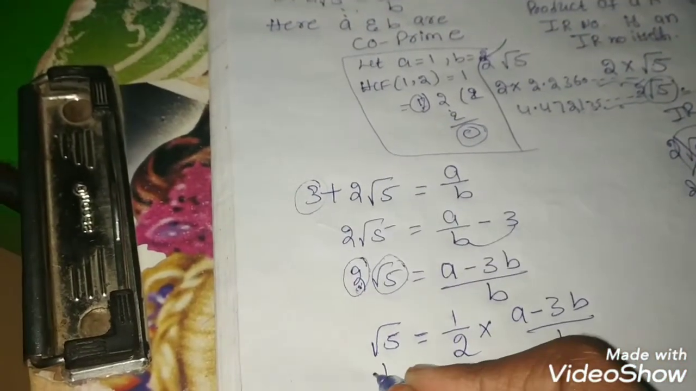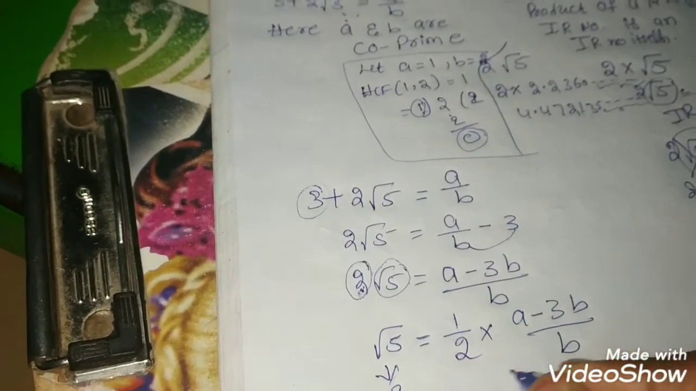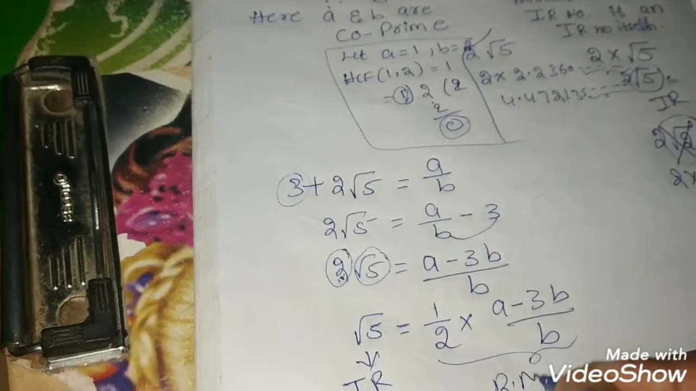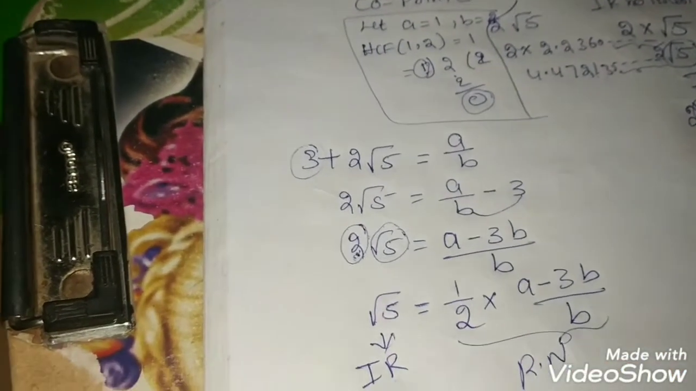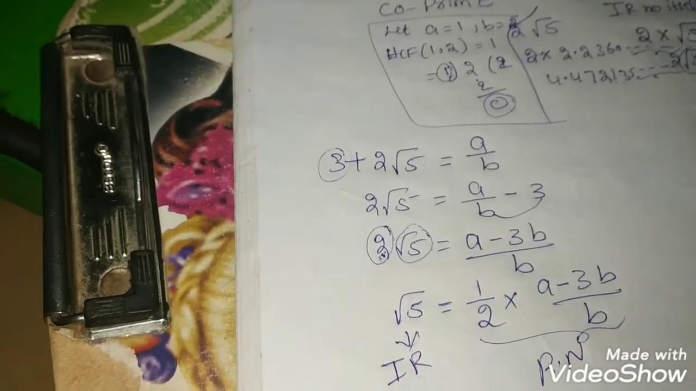So this is an irrational number, right? Irrational number. And this is a rational number. How can you say this? Rational number.